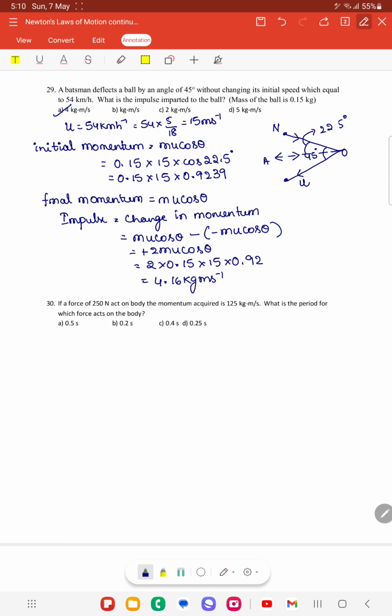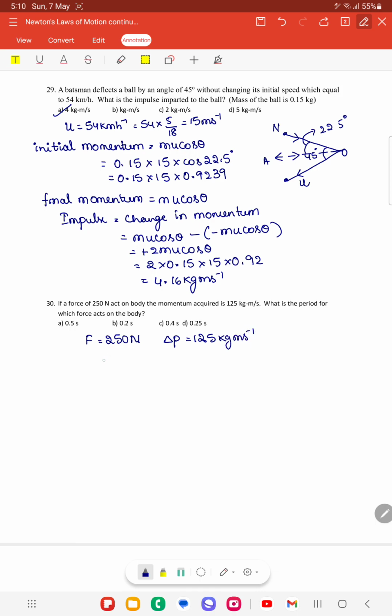Question number 30. If a force of 250 Newton acts on a body, the momentum acquired is 125 kg meter per second. What is the period for which the force acts on the body? So we have the force acting on the body, which is 250 Newton, and the change in the momentum, which is nothing but 125 kg meter per second.